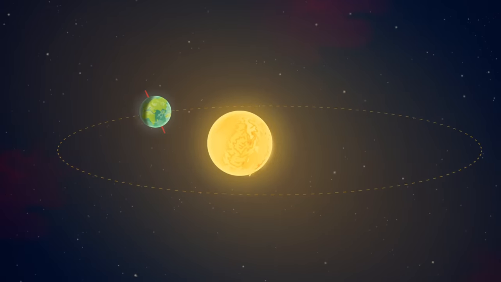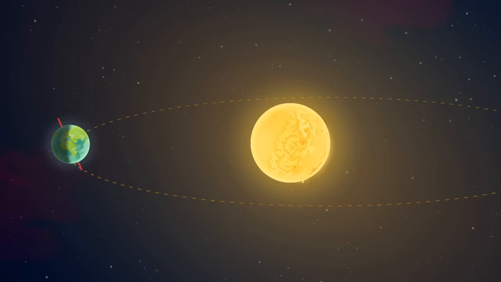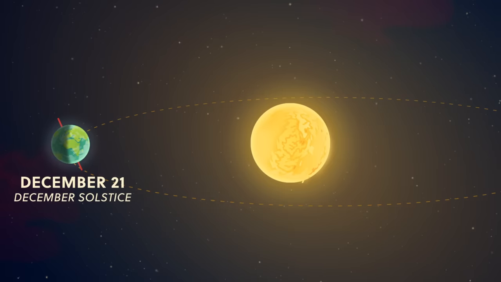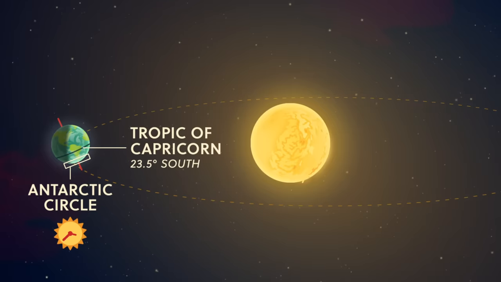The best way to understand the progression of seasons is by following the Earth around its orbit and looking at the insolation. On December 21st, or the December solstice, the South Pole is tilted toward the sun. Everything south of 66.5 degrees south latitude in the Antarctic Circle receives 24 hours of daylight. And at noon, the sun's rays will be directly overhead the Tropic of Capricorn, or the latitude line marking 23.5 degrees south. This is the strongest insolation the southern hemisphere receives, and it's the peak of summer.